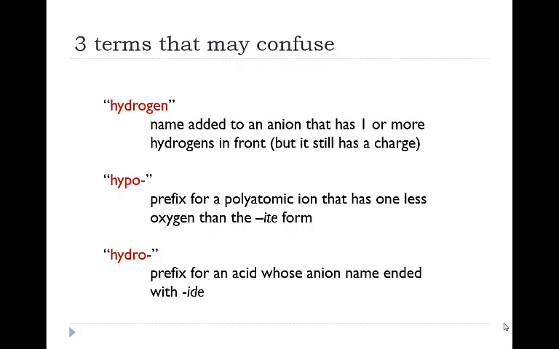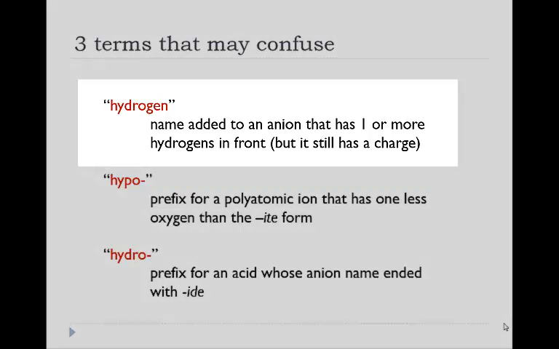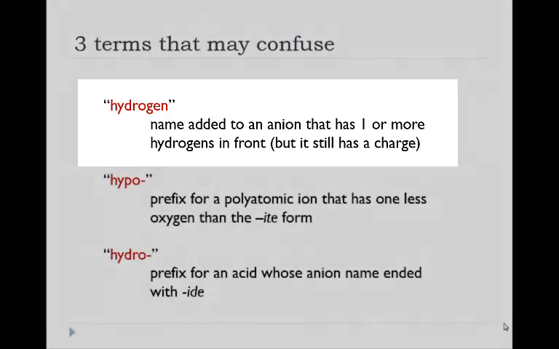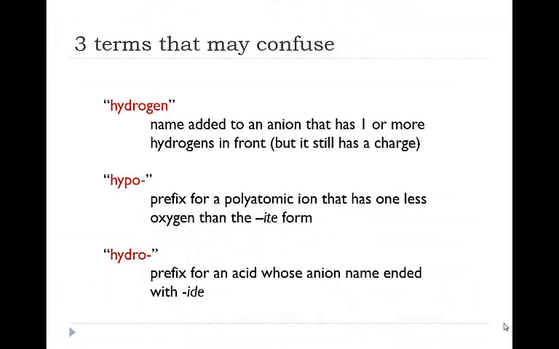3 terms that tend to be confusing. When we have hydrogen, that is the name added to an anion that has 1 or more hydrogens in front, but it still has a charge. For instance, hydrogen sulfate is HSO4-. Hydrogen sulfite is HSO3-.